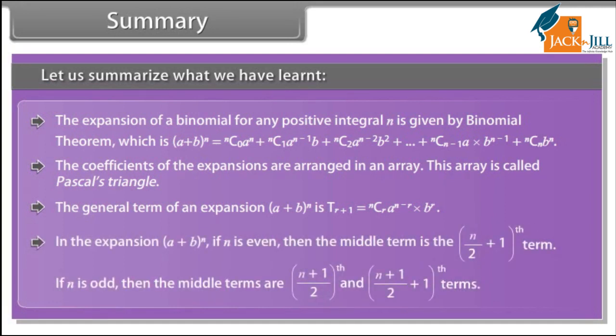In the expansion (a + b) raised to power n, if n is even, then the middle term is the (n/2 + 1)th term. If n is odd, then the middle terms are the (n+1)/2th and the ((n+1)/2 + 1)th term.